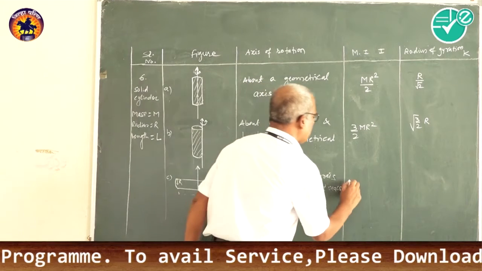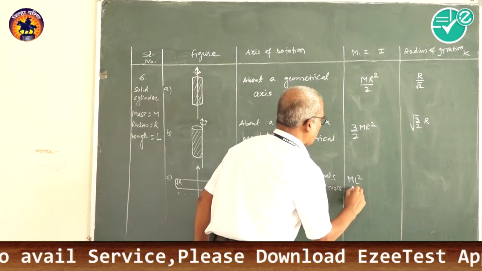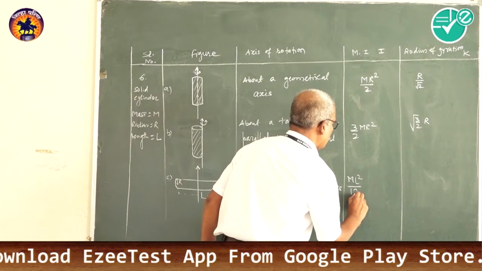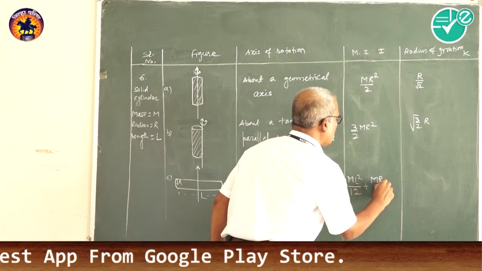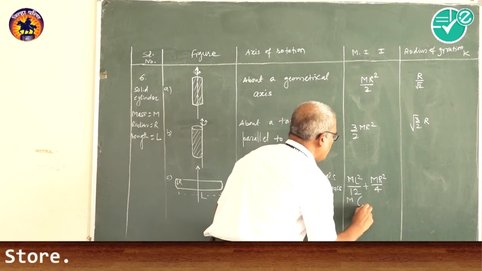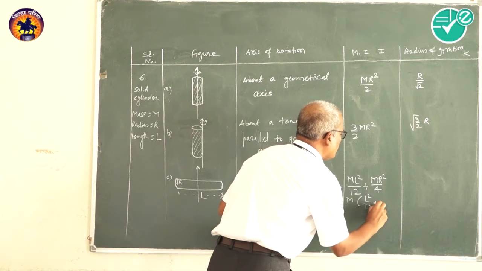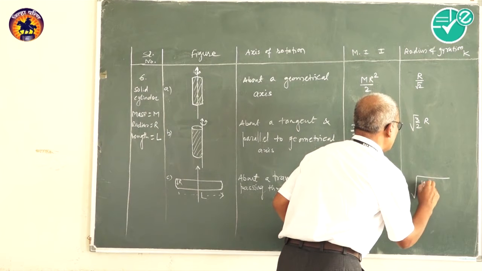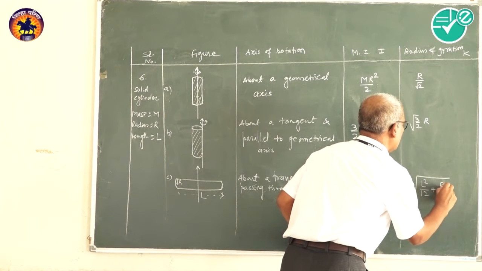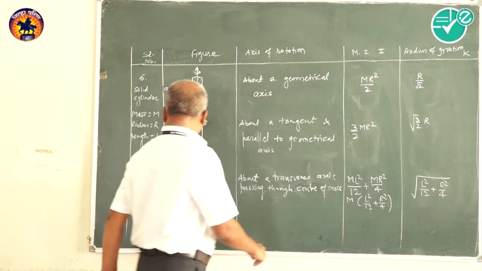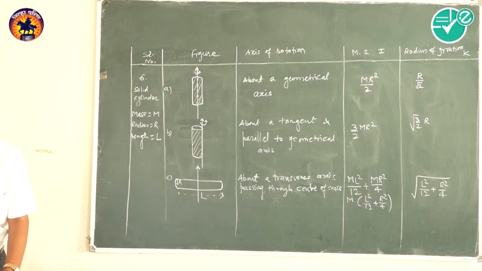So the moment of inertia is ML square by 12 plus MR square by 4. This can be written in short, that is M into bracket L square by 12 plus R square by 4, and radius of gyration is the square root of L square by 12 plus R square by 4. Now this is the third case.